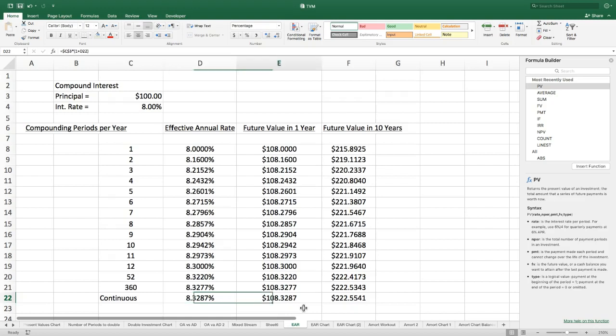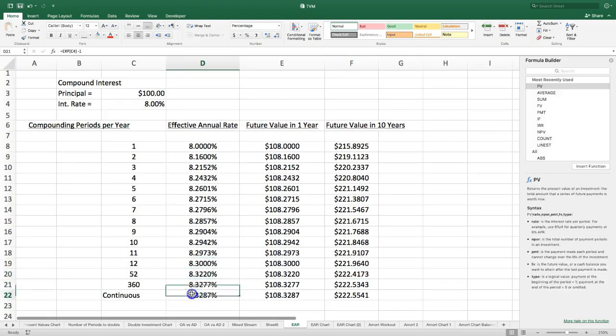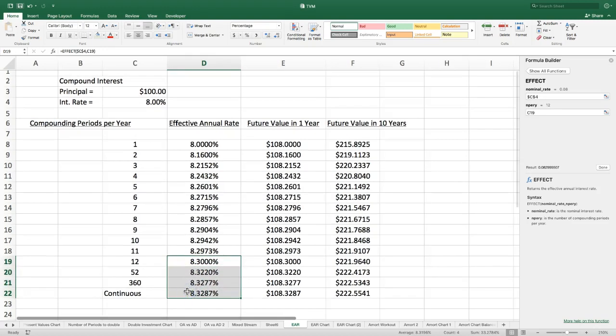And after 10 years, if we had continuous compounding, we would have $222.55, whereas with daily compounding, we'd have $222.53, and then with weekly compounding, $222.42. So the effective annual rate increases with the number of compounding periods per year, but once we have many compounding periods per year, the incremental benefit of adding an additional compounding period is pretty small. As we can see, when we go from 12 compounding periods per year to continuous compounding, there's not a whole lot of difference there.